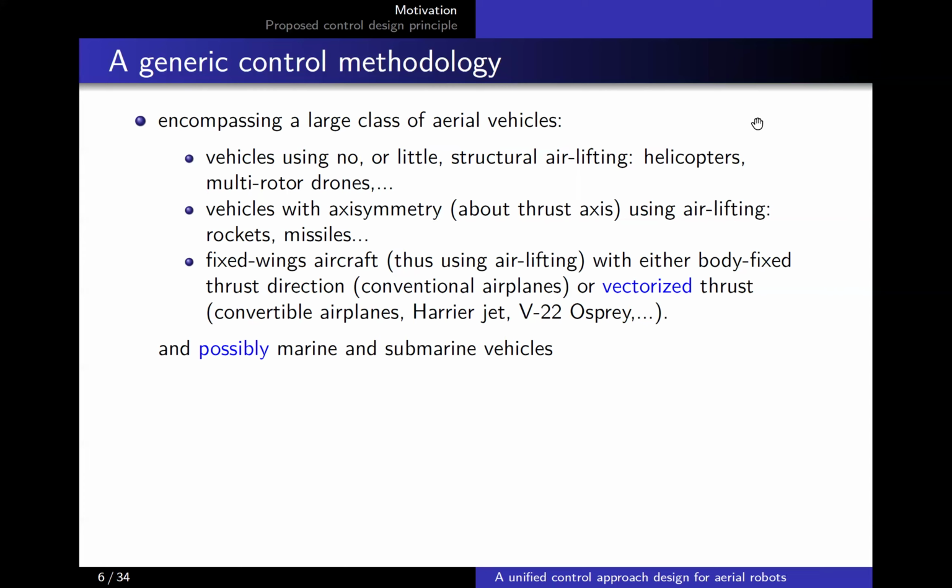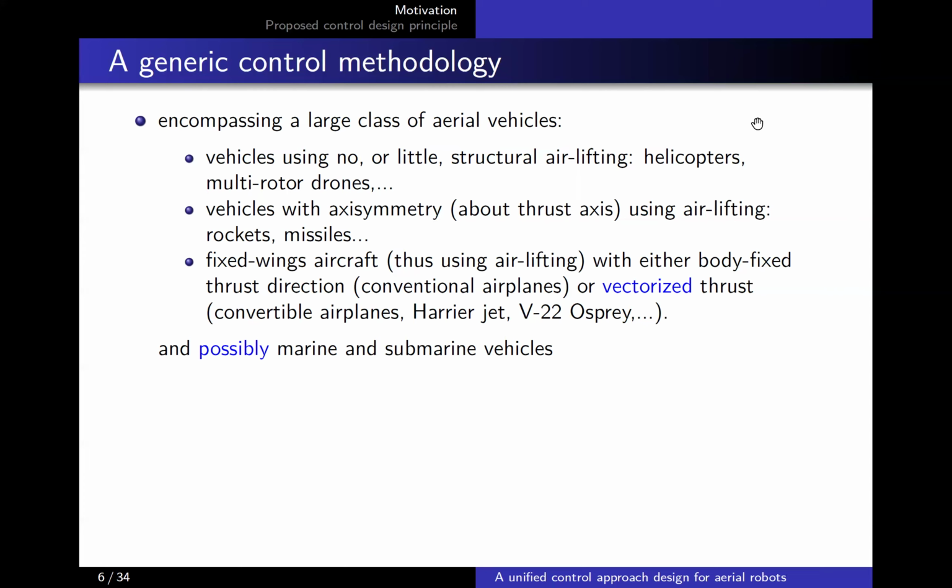The model should be useful for a vehicle using no structural lift, like helicopters and quadrotors. I mean, the body doesn't provide any lift, just the thrusters. And then they go to vehicles with axis symmetry, like rockets and missiles. From vehicles that don't have lift, to another axis symmetric that has lift, and then go to the fixed wing, which has more lift.